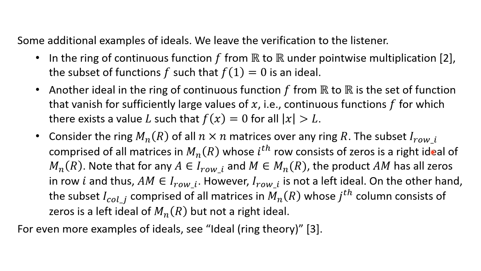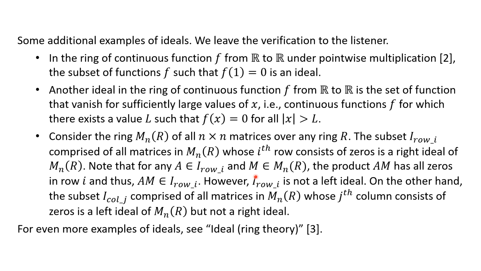This is a right ideal, and just a note here, I'll give you part of the proof that this is a right ideal. If you take A from this set, in other words, matrix A that has zeros in row I, and you multiply it times any other matrix M from our ring, then the product AM has all zeros in row I. Thus, we have this absorbing property. You still need to show it's a subgroup. I'll leave that to you to verify.